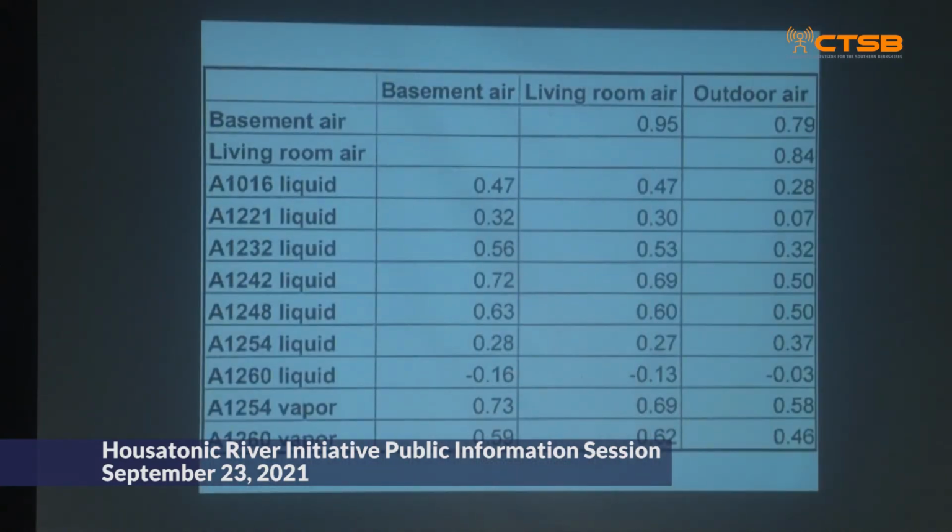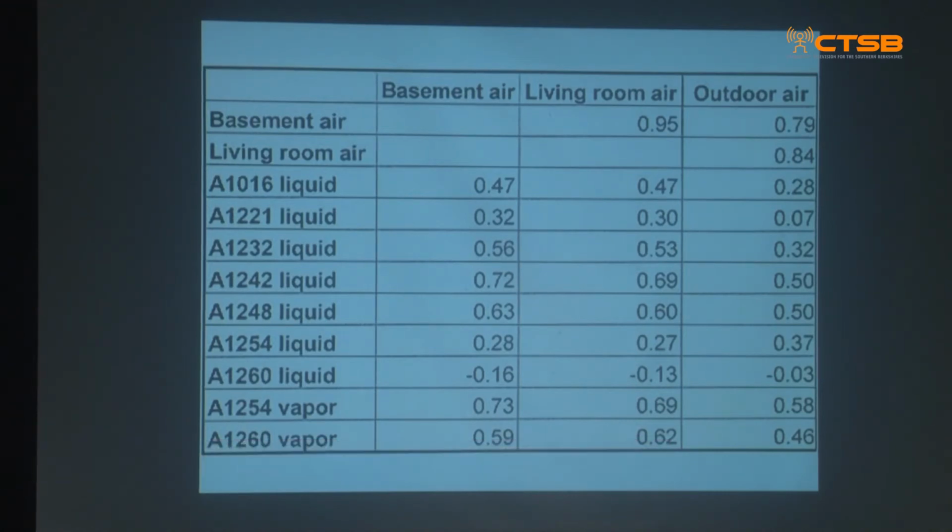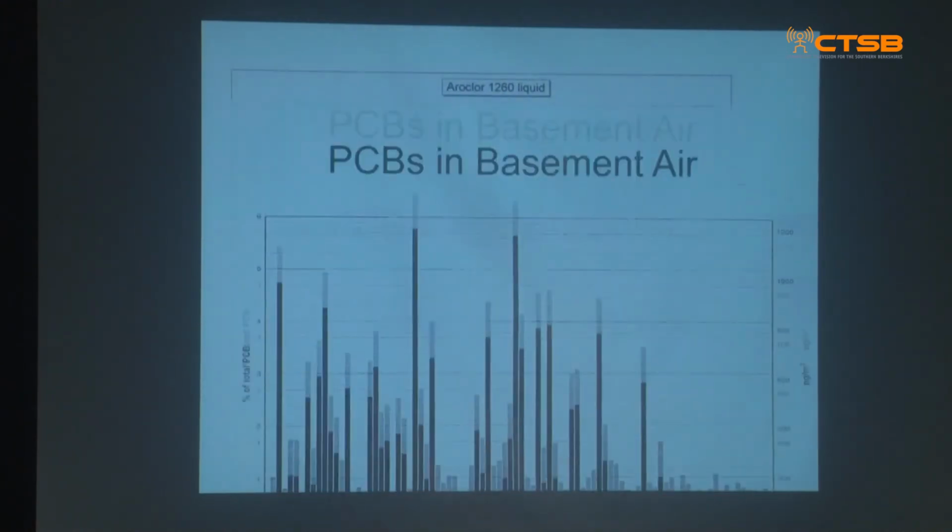Now, this is looking at the correlation between the PCBs in the basement air to the living room air. Now, a number of 1.00 would mean it's exactly the same. But between the basement air and the living room air, 95% the same. So the congeners that I showed you in that graph from basement air are pretty much what's in the living room air. However, and I didn't point out on that last slide, the concentration, let me go back to that.